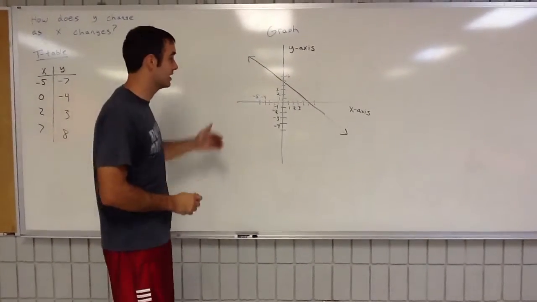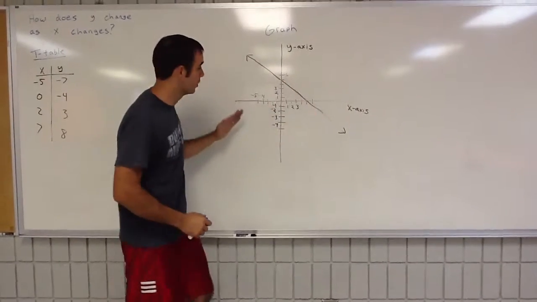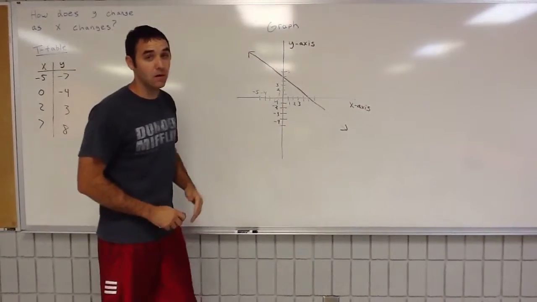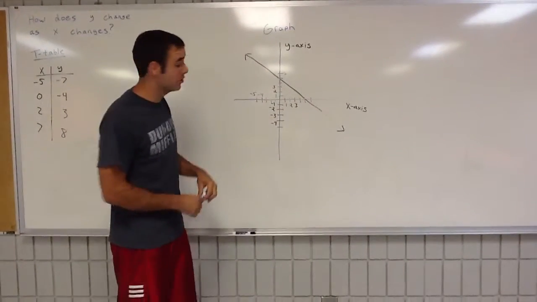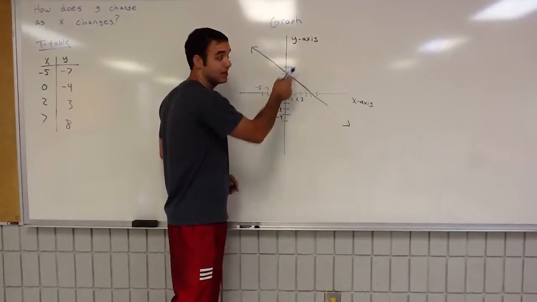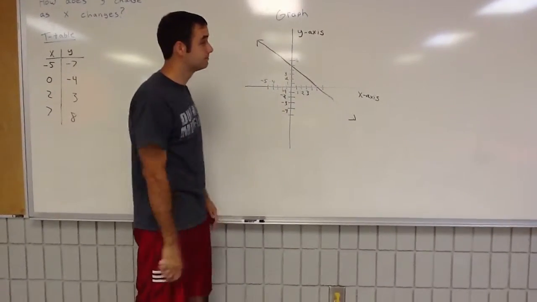Usually the easiest way to tell is if it's going downhill or going uphill. That's called positive and negative slope. If it's going downhill, it's negative slope. If it's going uphill, your line, it's called positive slope.